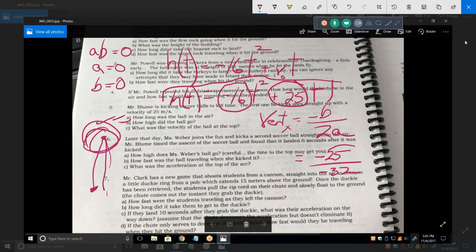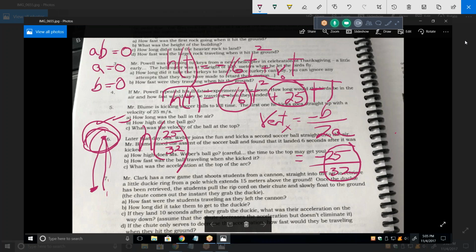So that fraction is where the vertex occurs. At what time? In other words, at 25/32 of a second, the ball hits its peak. Well, what is its peak? The answer to that is, what is the height when I plug in 25/32 into this equation?